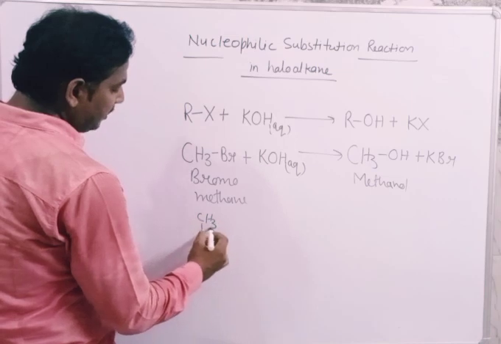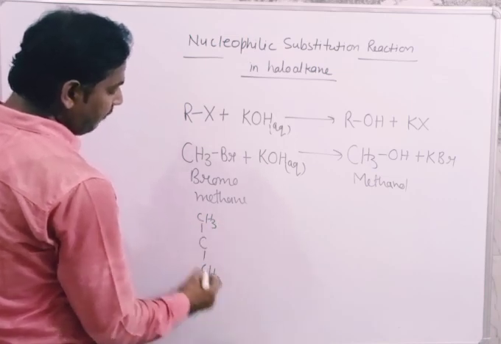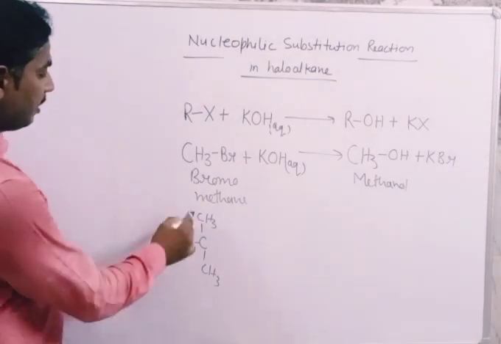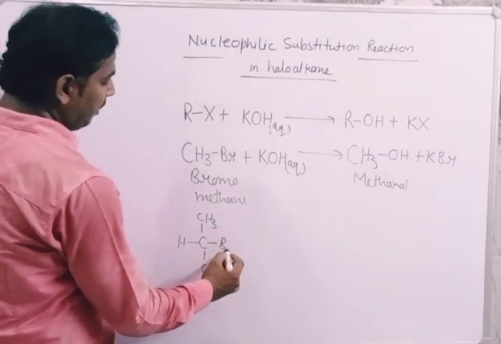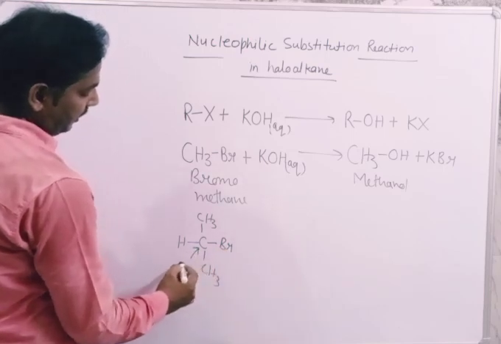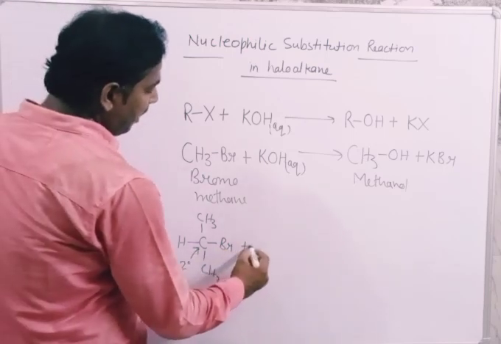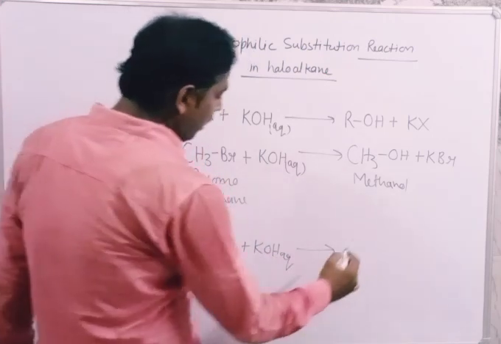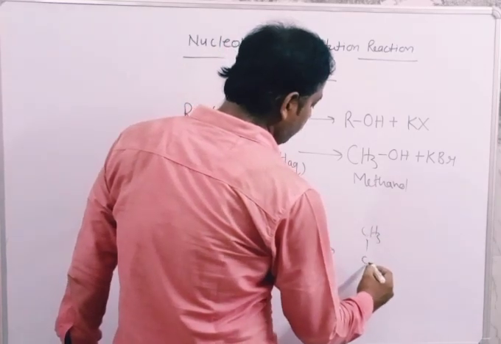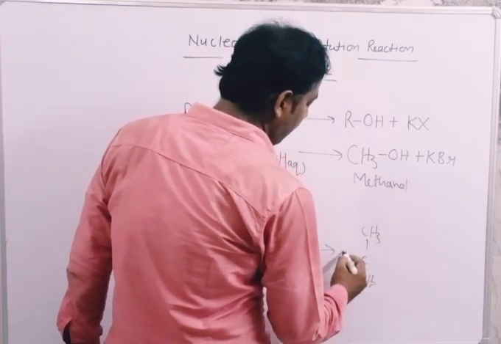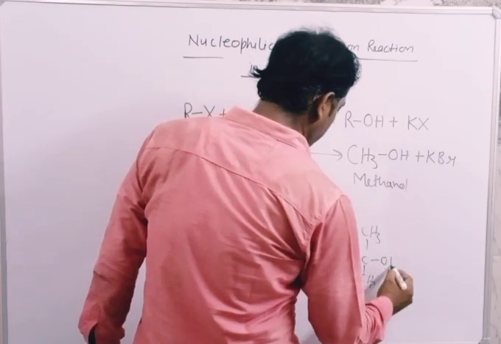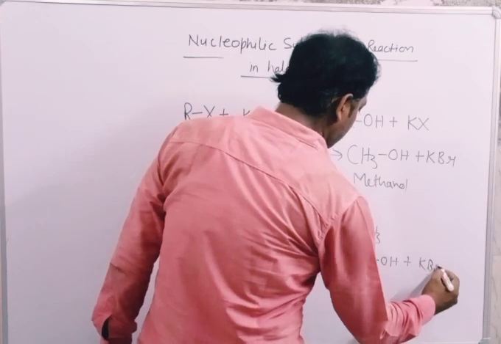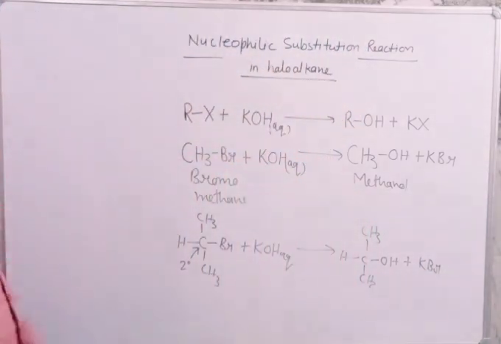What is a secondary carbon? If the carbon is connected with two different carbons, then it is called a secondary carbon. Like this is called a secondary carbon. And when a secondary carbon reacts with KOH, it also performs the same reaction, giving CH3CH(OH)CH3 plus KBr. Okay, so this is the reaction.